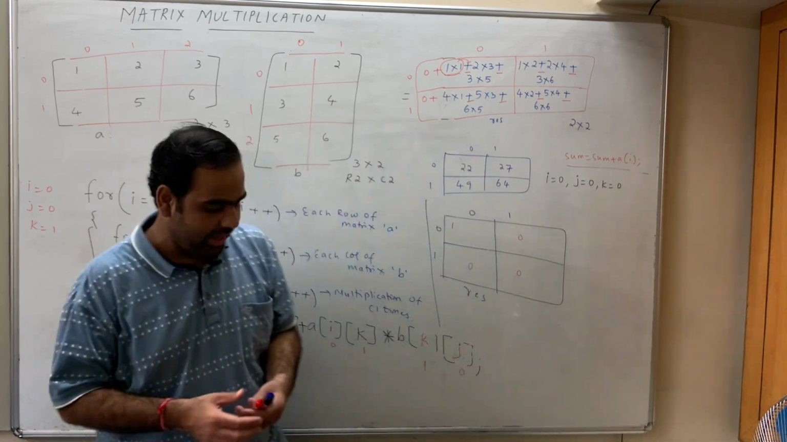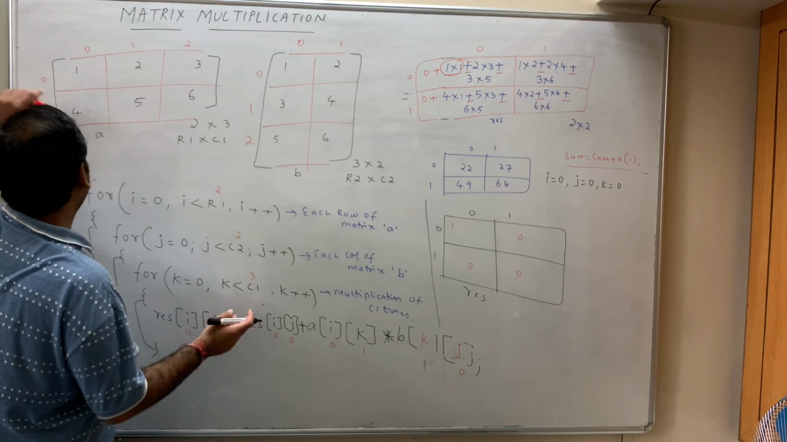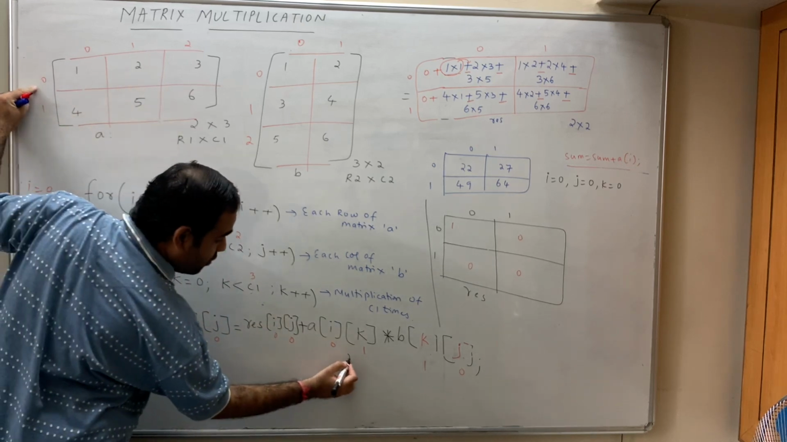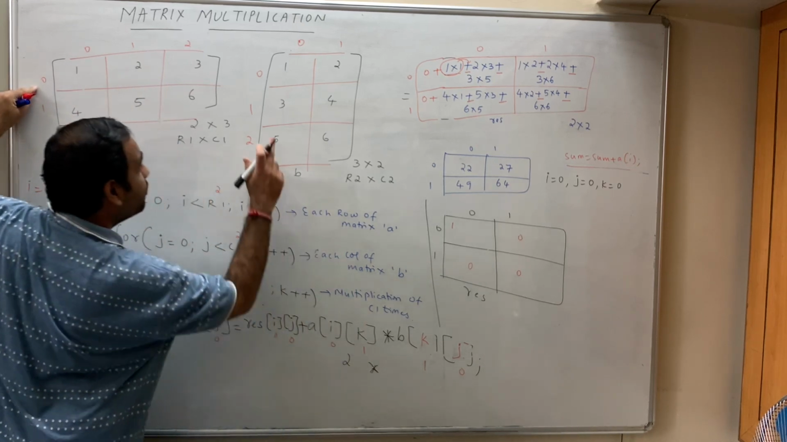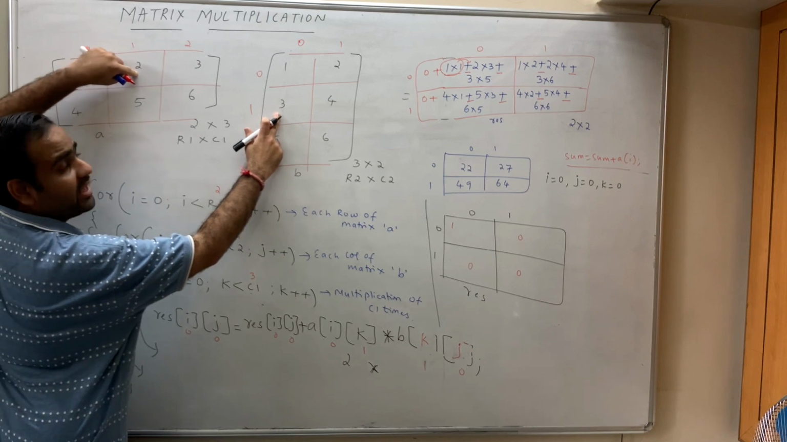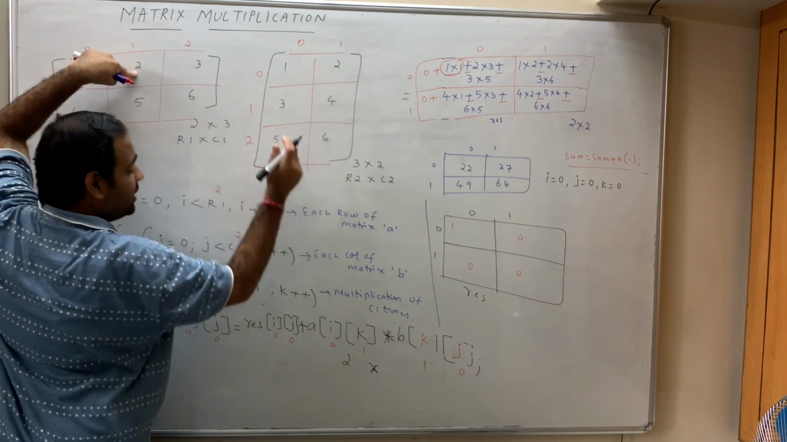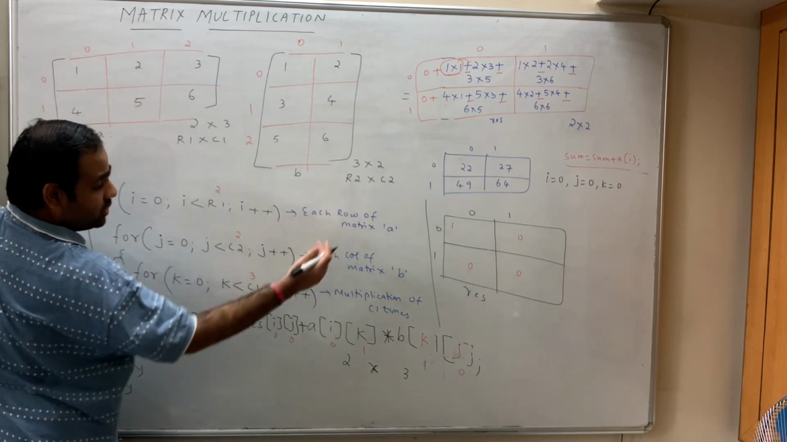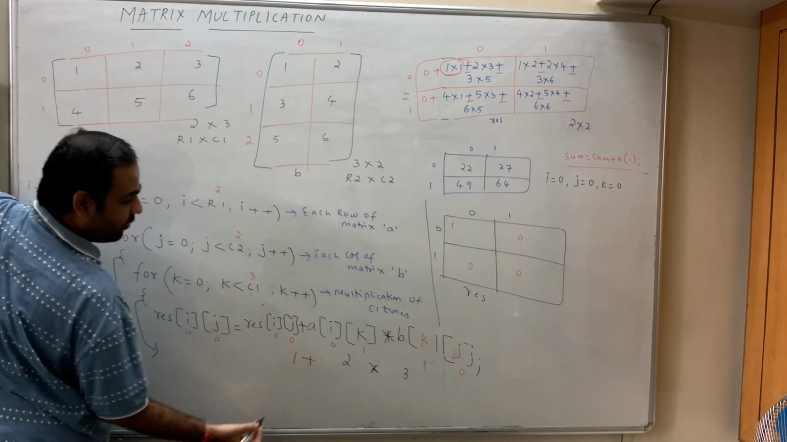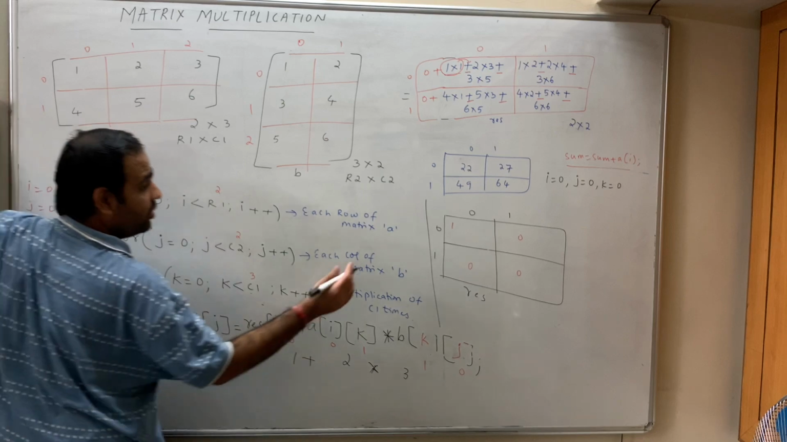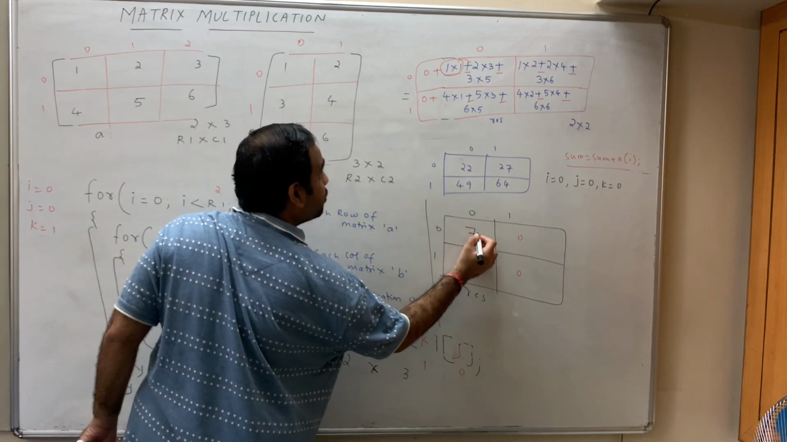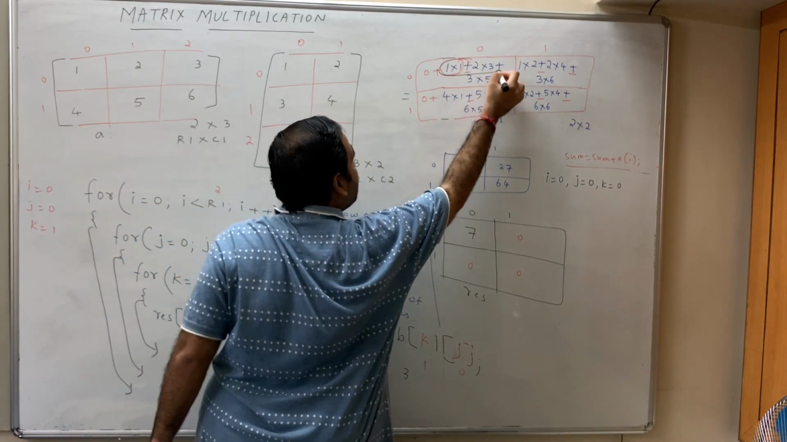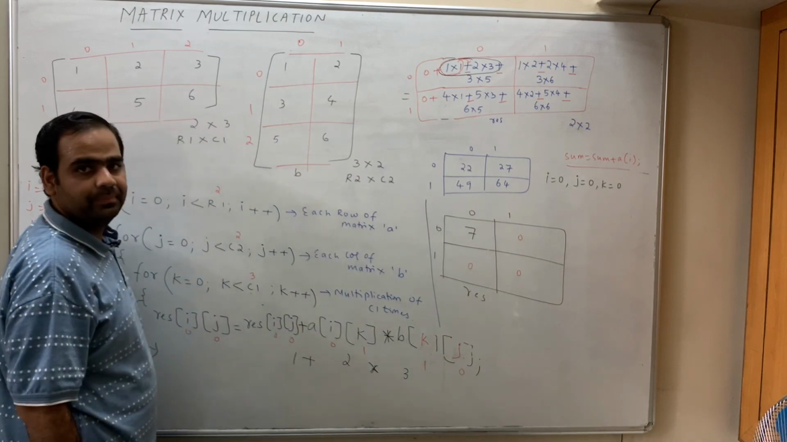Now if I say result of 0, 1, what is 0, 1? It is 2 multiplied by 1, 0. I need to multiply this 3. I was multiplying the 2, I should multiply this 3. Therefore 2 into 3. And what is the result of 0, 0? It is 1. 1 plus 2 into 3 is 7. Therefore 7 is stored over here, and you have multiplied these two things.